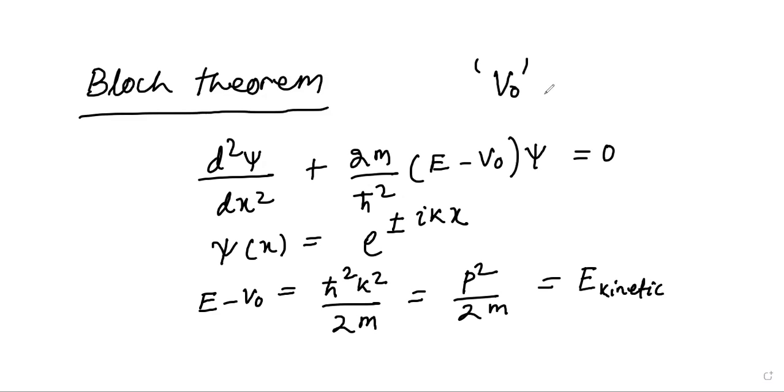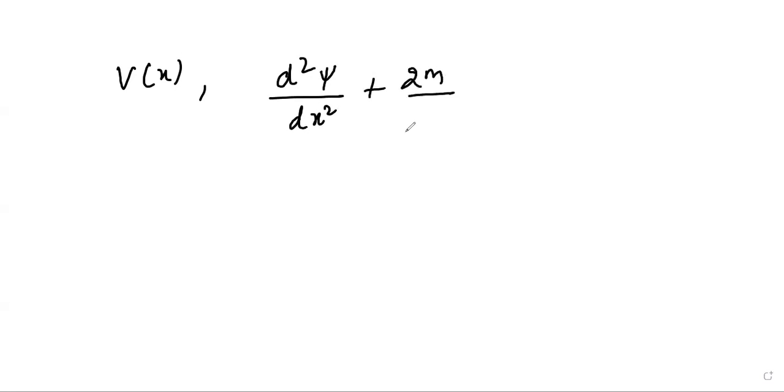Now, for an electron moving in a one-dimensional periodic potential V(x), the Schrodinger equation can be written as d squared psi upon dx squared plus 2m by h bar squared (E minus V(x)) psi equals 0. This is the Schrodinger equation for an electron moving in a potential which is a function of x.